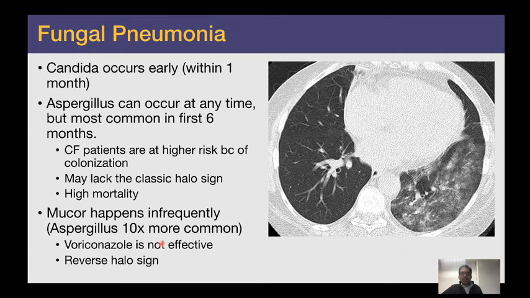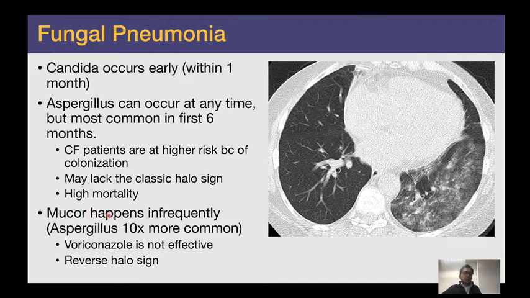Aspergillus can occur at any time in the lung, but is most common in the first 6 months. Patients with cystic fibrosis are at higher risk because the lung already has Aspergillus species in it, usually from ABPA. And patients with lung transplant may lack the classic halo sign that you see in other patients with angioinvasive aspergillus. Like in this patient with aspergillus, it just looks like kind of a bronchopneumonia pattern with clustered nodules and then diffuse ground glass. Okay, but this has a high mortality.